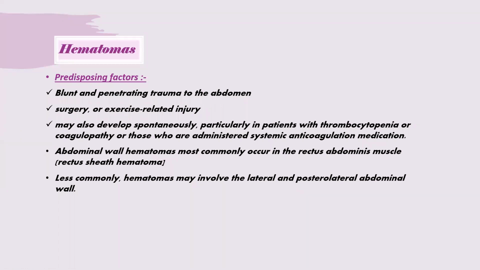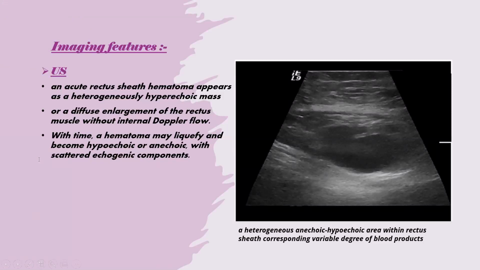Imaging feature by ultrasound, the rectus sheath hematoma appears as a heterogeneously hyperechoic mass or diffuse enlargement of the rectus muscle without internal Doppler flow. With time it may liquefy and become hypoechoic or anechoic with a scattered echogenic component. This is a grayscale ultrasound showing a heterogeneous anechoic hypoechoic area within the rectus sheath, corresponding to variable degrees of blood products.